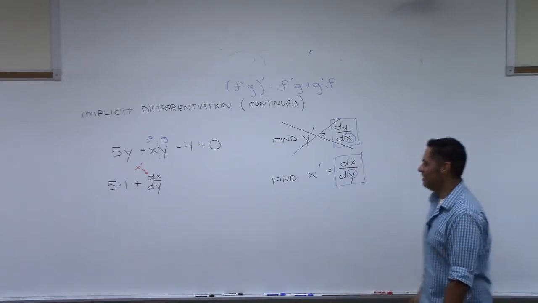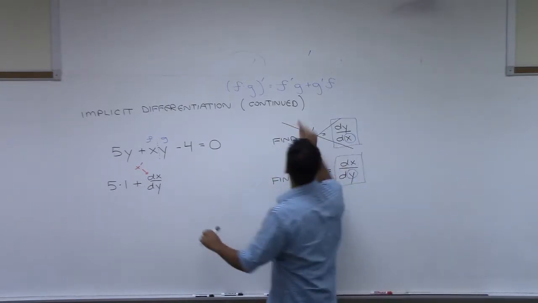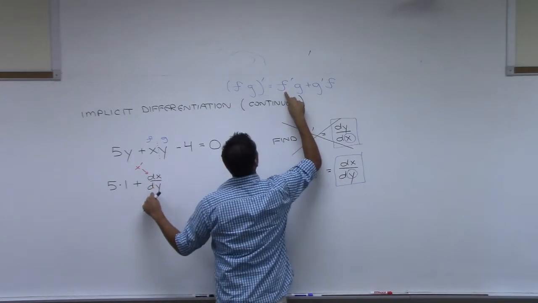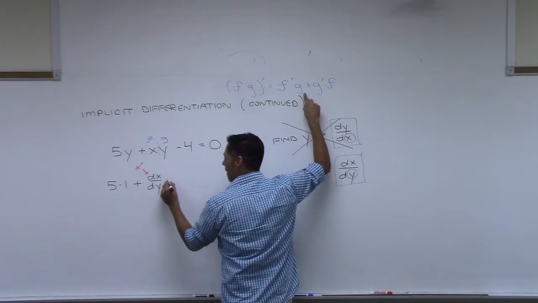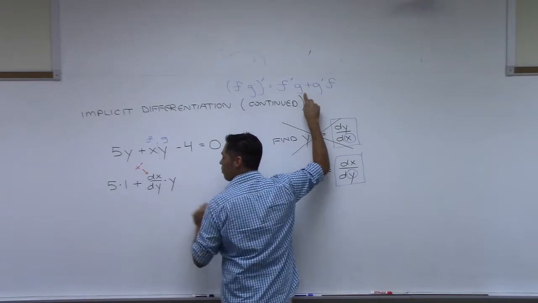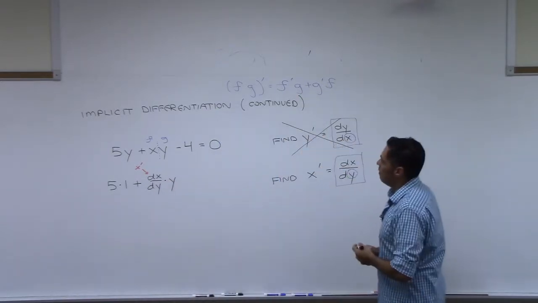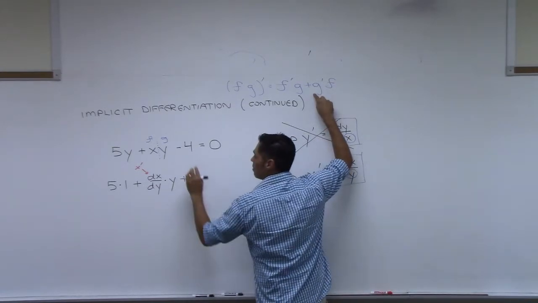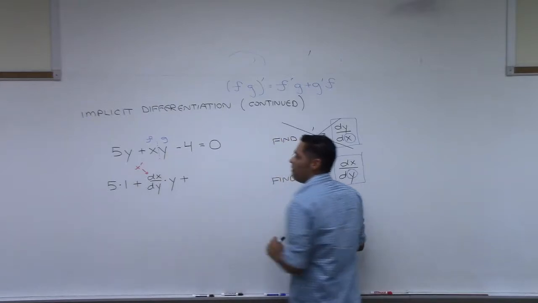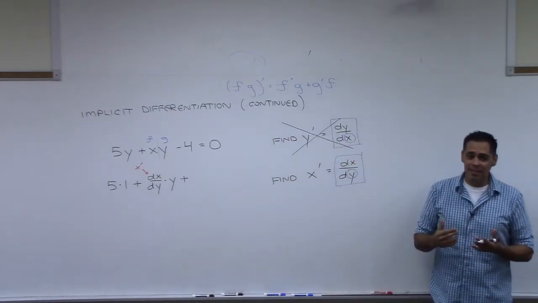Okay, so we just did this right here, right? Then I need to multiply times g. What's g for us? Just y, right? So times y. No derivative, right? Then we say plus, now the derivative of g. So the derivative of g is the derivative of y. What's the derivative of y? 1 this time.